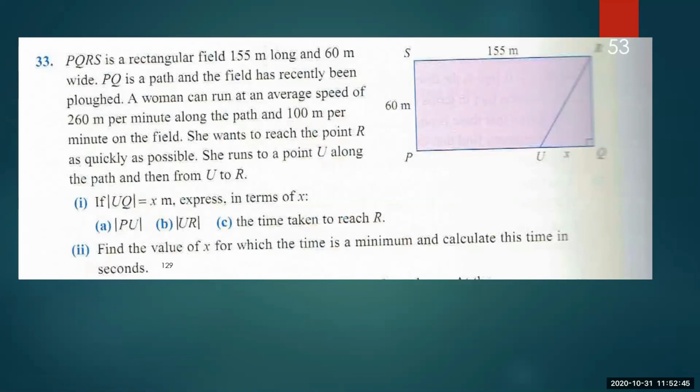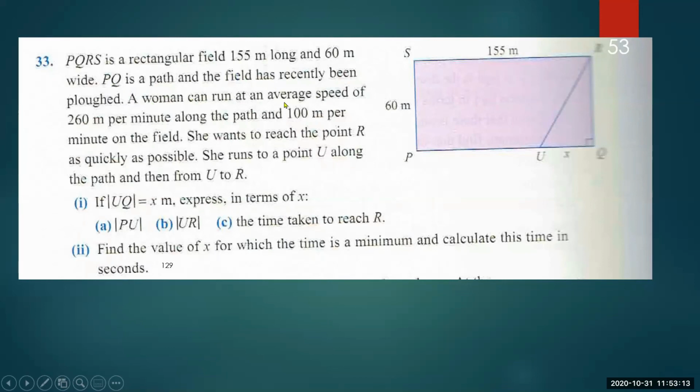So PQRS is a rectangular field 155 meters long and 60 meters wide. And PQ, now this is a little blurred, but Q is the bottom right-hand corner of the rectangle, and R is the top right-hand corner. PQ is a path, and the field has recently been plowed.